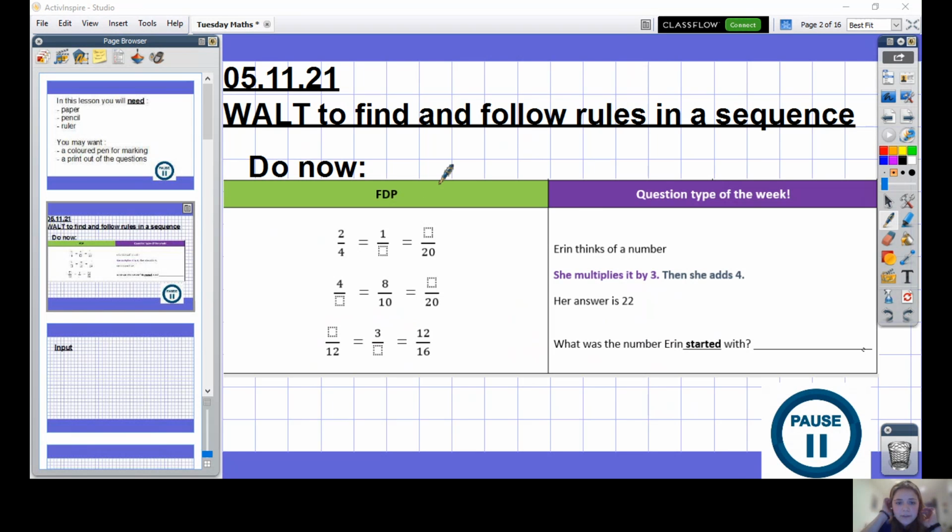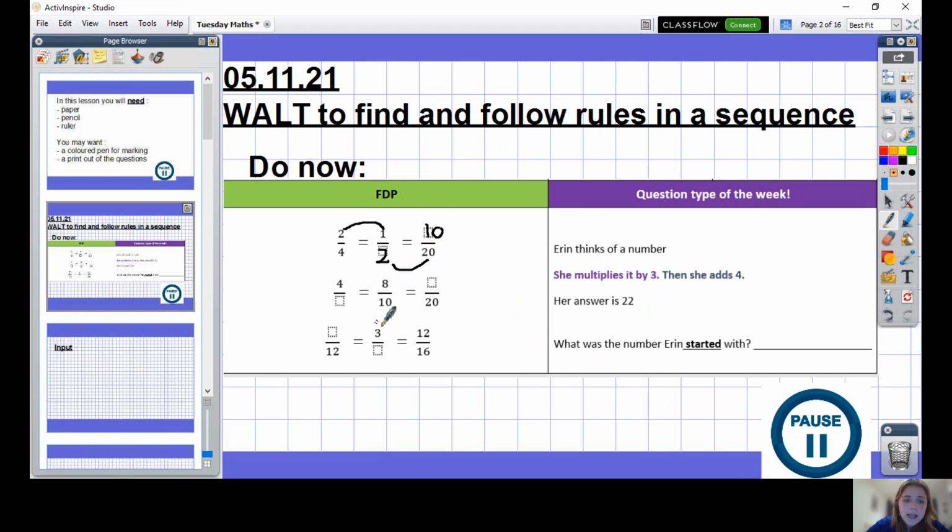Okay, hopefully you've had a chance to finish your do now questions, so we're going to have a look at them together. With this one, we're looking for equivalent fractions. I know that I need to start with the full fraction and I need to start with my numerator where I have both numbers. To get from 2 to 1, I'm dividing by 2. 4 divided by 2 is equal to 2. This fraction was equivalent to 1/2. Here, I'm looking at my denominator because I have both the denominators, so to get from 2 to 20, I must times by 10. 1 multiplied by 10 is equal to 10.